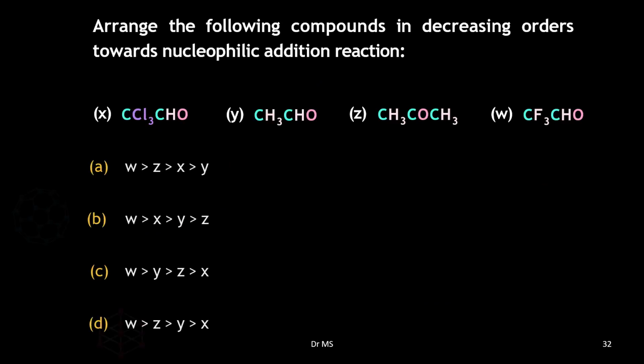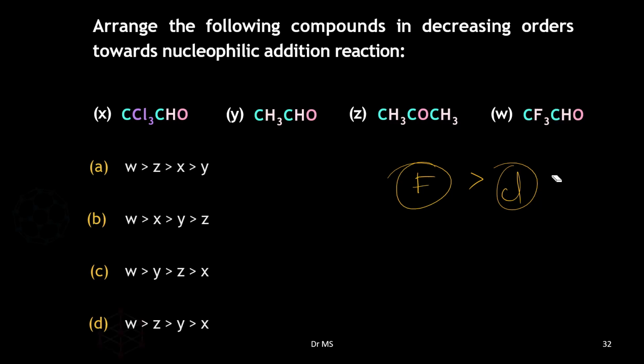Come on, answer this. See, I'll just give a clue here. If you think, what is this? Fluorine and chlorine. So tell me which one is more electronegative, fluorine or chlorine? Which one is more electronegative? Fluorine, sir. Fluorine is more electronegative than chlorine. Fluorine is the strongest electronegative atom in the entire chemistry.